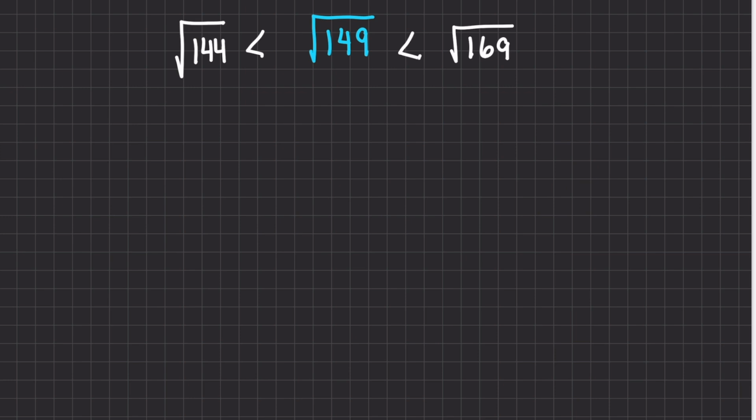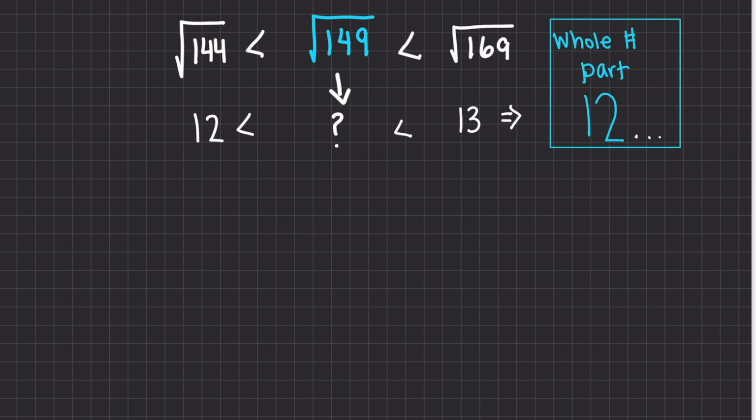That means that the square root of 149 must lie somewhere between the square roots of these two numbers. The square root of 144 is 12, and the square root of 169 is 13. Our job is to figure out what is the square root of 149. Well, we already know the whole number part. It must be 12 point something, because again, we know that the square root of 149 must be somewhere above 12, but below 13.